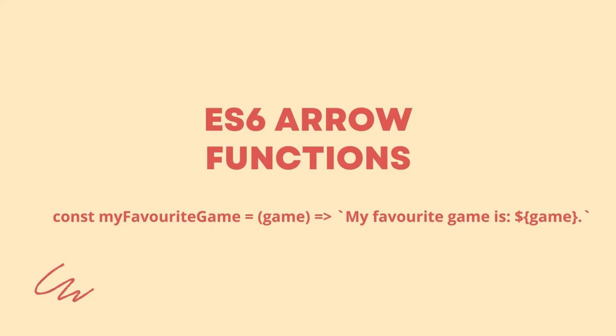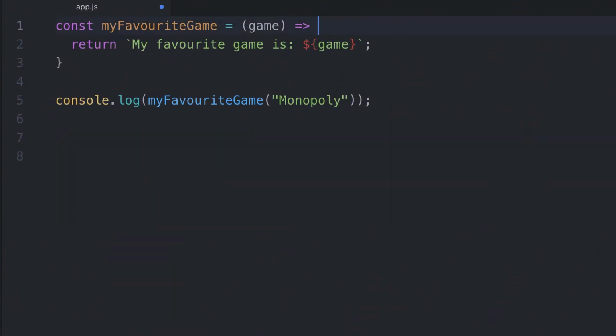If we only need to return a value from the function, we can simplify this further and omit the curly braces and the keyword return. So now we are only using a single line statement. This is known as a single line arrow function. Let's return to our code and update this so it becomes a single line arrow function.